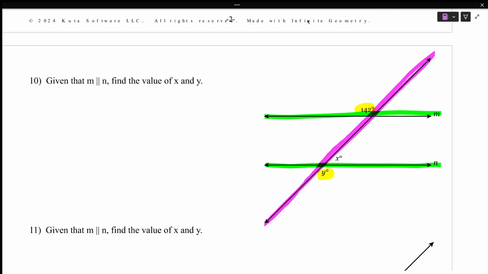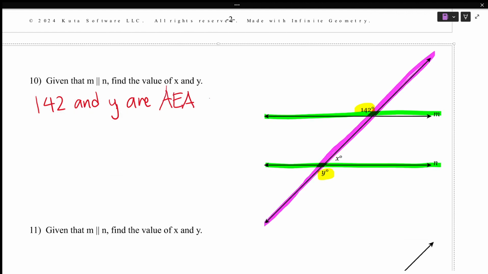With enough thought, you can recognize that these are alternate exterior angles. 142 and y are alternate exterior angles. So y is actually just equal to 142. They have to be congruent. Okay, so we know y is 142.